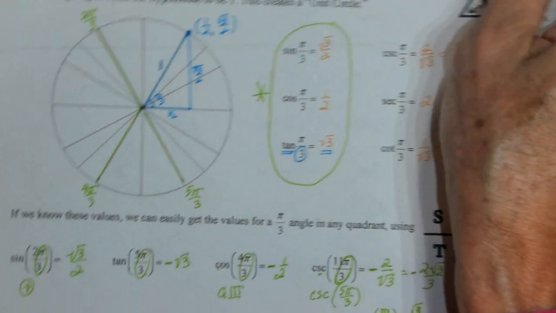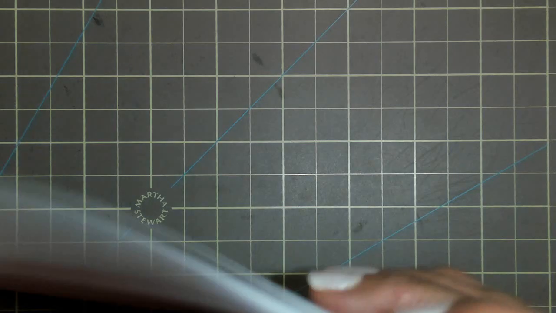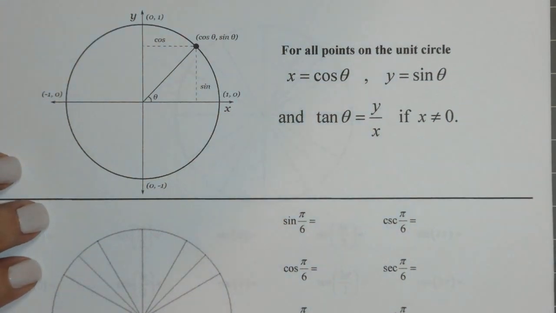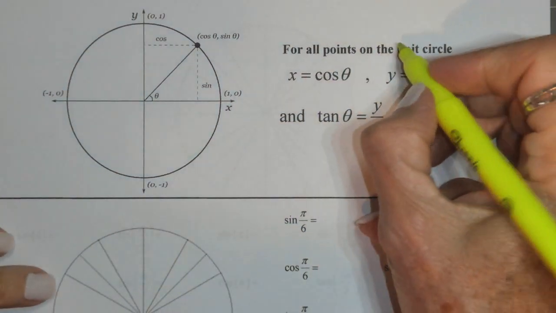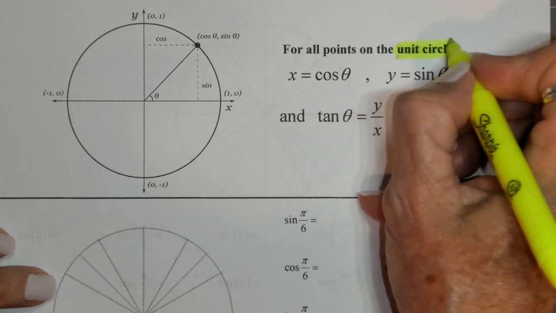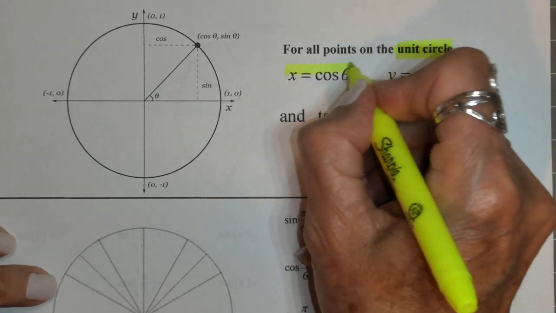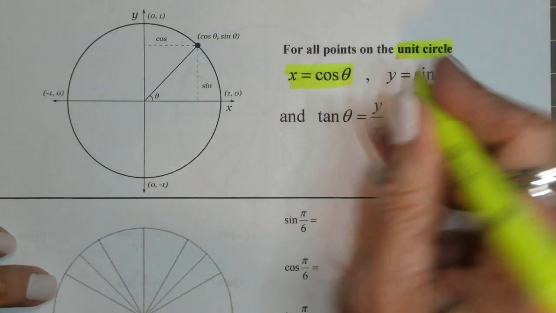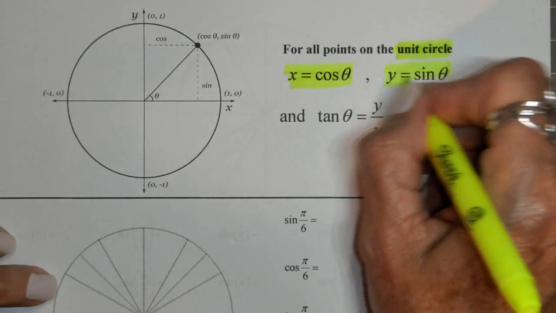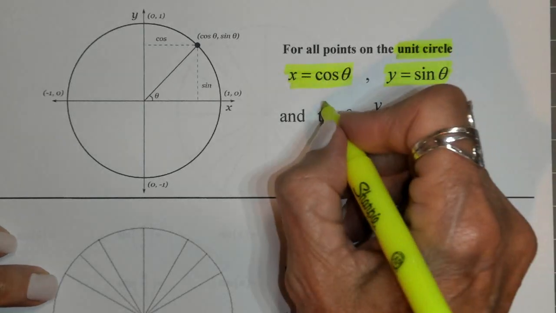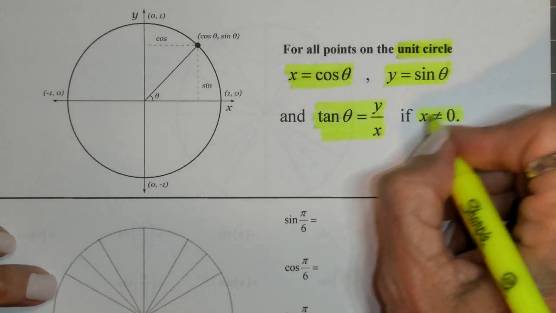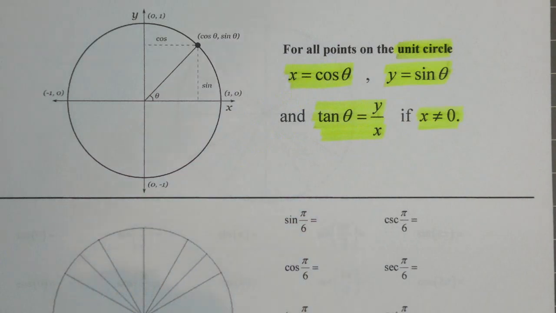Okay. Let's remind ourselves here. On the unit circle, and this is only on the unit circle, for all points on the 1 radius unit circle, the x coordinate of any point is always cosine of theta. The y coordinate of that point is always sine of theta. And tangent theta is always y over x, as long as x is not 0. If x is 0, then tangent is undefined there.